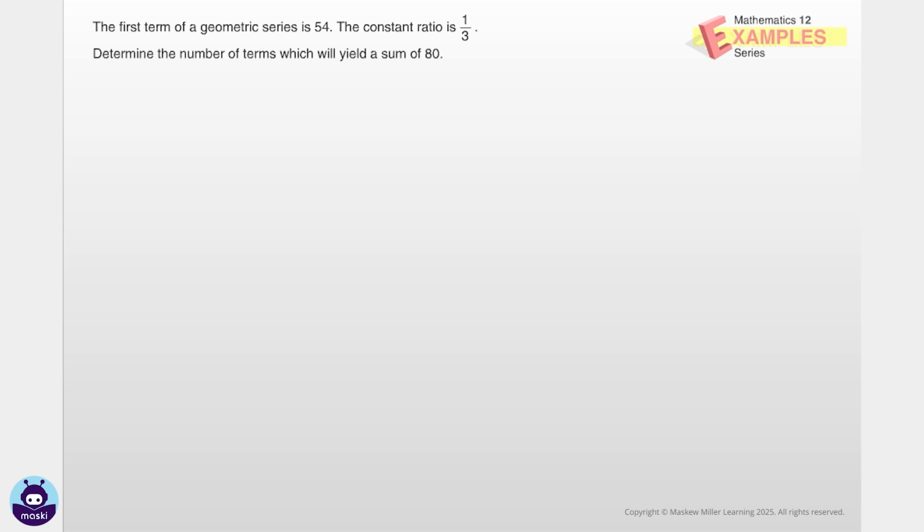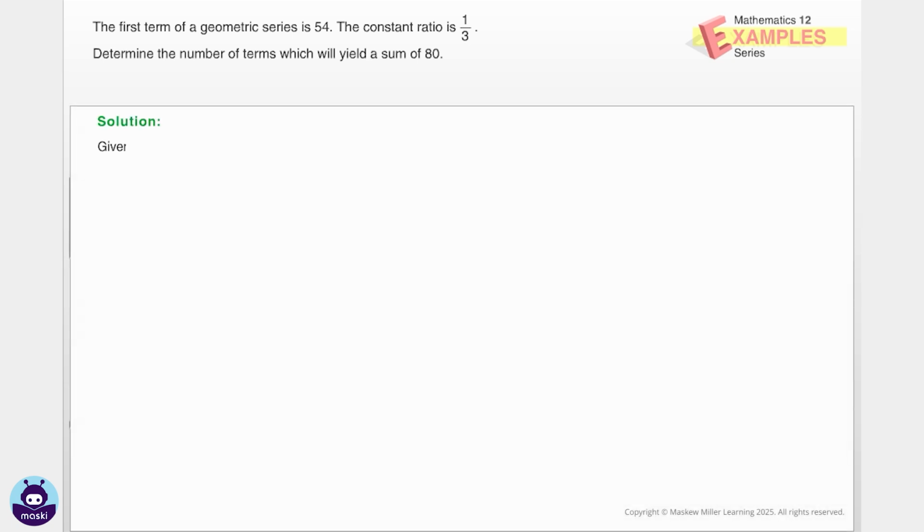Example 2. The first term of a geometric series is 54. The constant ratio is 1/3. Determine the number of terms which will yield a sum of 80. Solution.